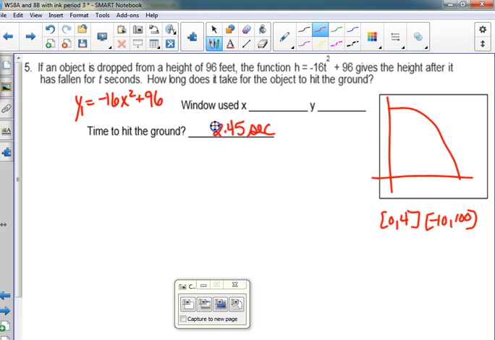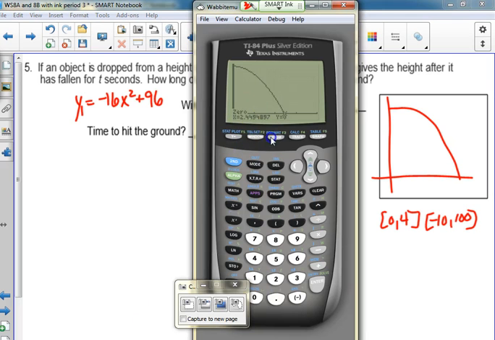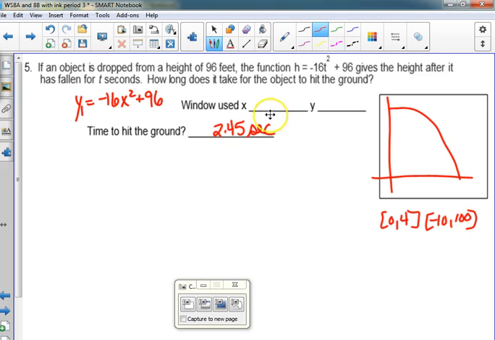Now, is anybody confused about that? The X is time, right? And the Y is height. Okay. Do we know how far away from us this landed? That's not what this equation determines. It just determines time and height off the ground.